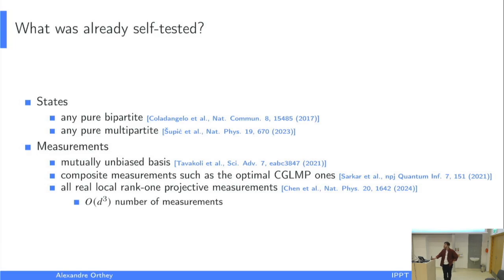And one very important result that we had last year from the group of Laura Mančinska is this one, called all real local rank 1 projective measurements can be self-tested. Well, but that result requires d to the 3 measurements, which is a lot of measurements. It is more like a proof of principle result. It doesn't mean that it's practical to do in the lab, but it is mathematically possible.